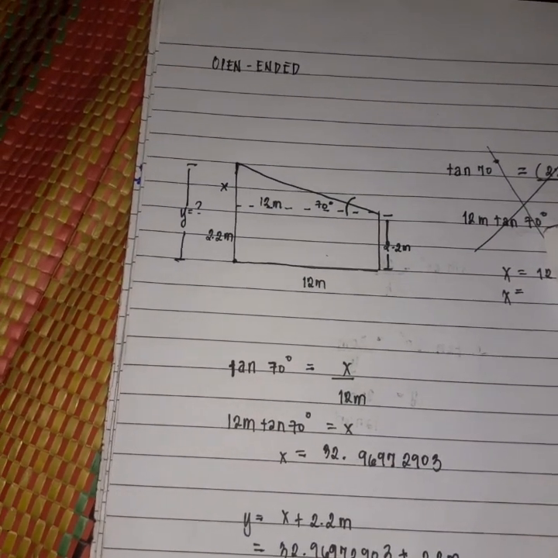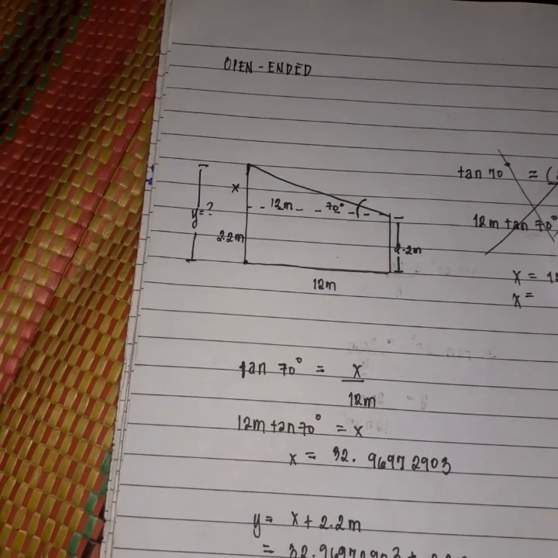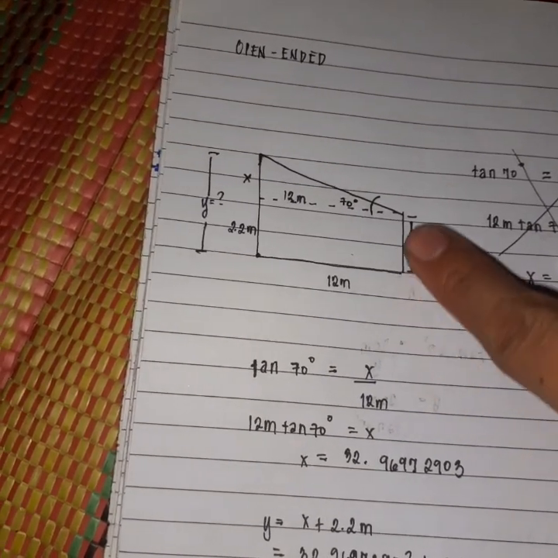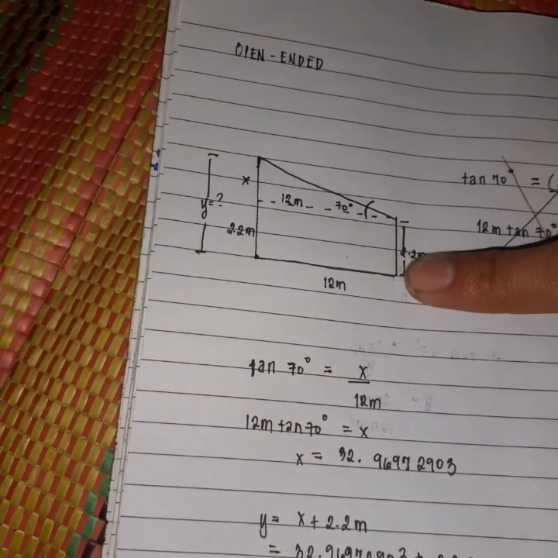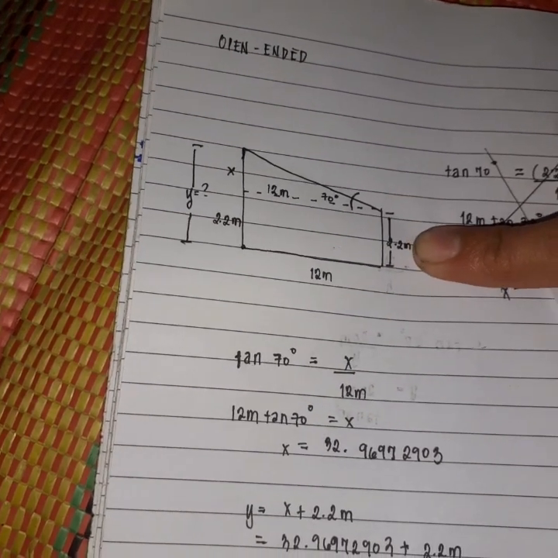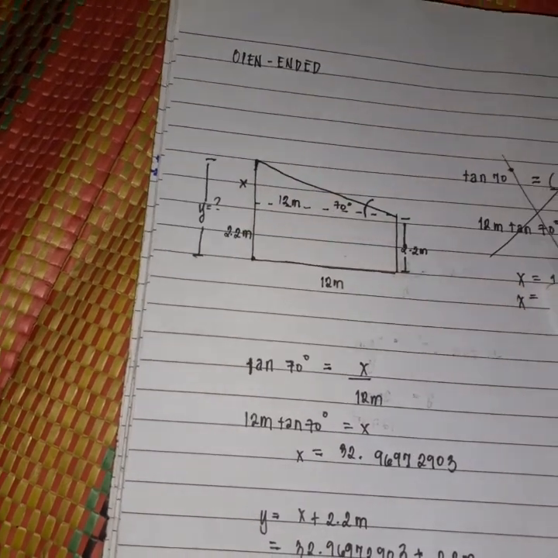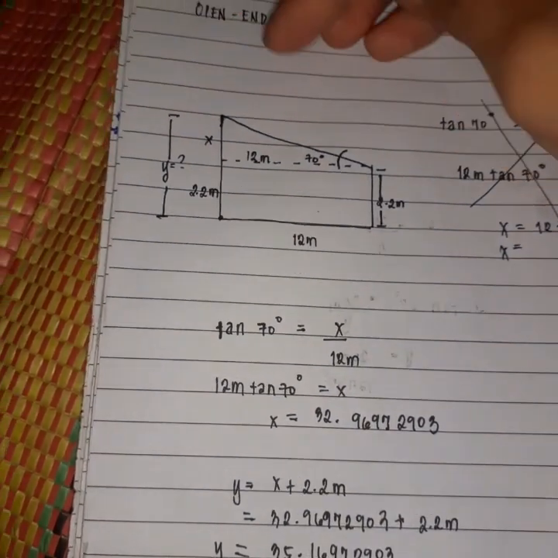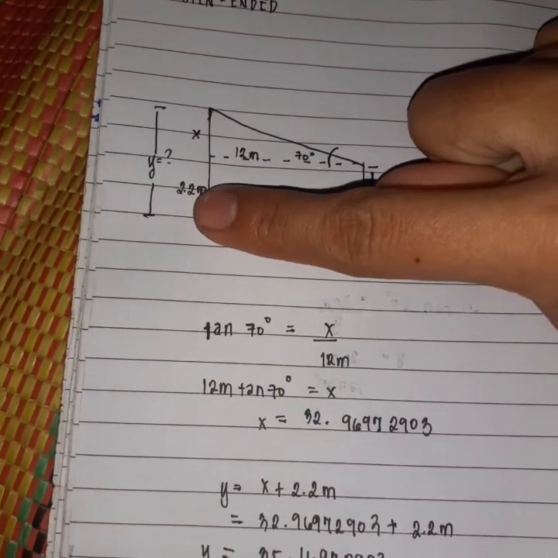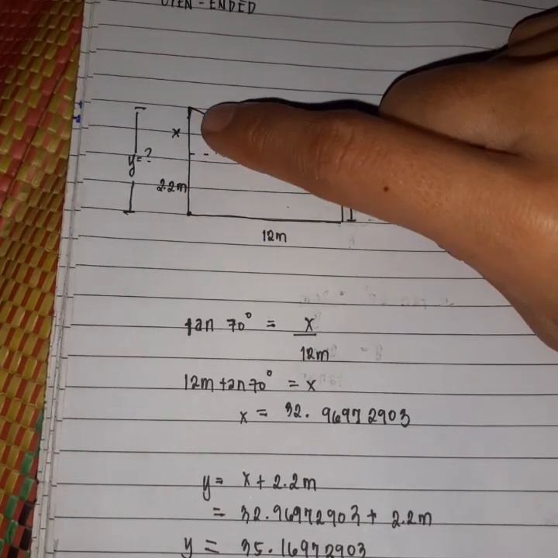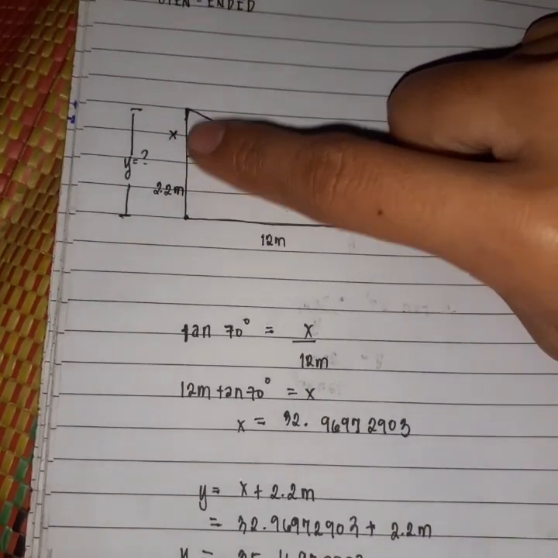Thomas held the clinometer 2.2 meters above the ground. So this is the height. Determine the height of the tree. So this is the ask. In order to find the height of the tree, we need to find this height first.